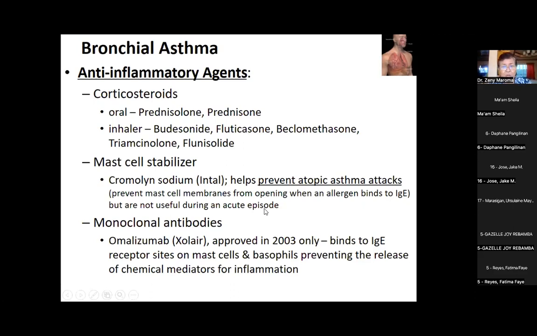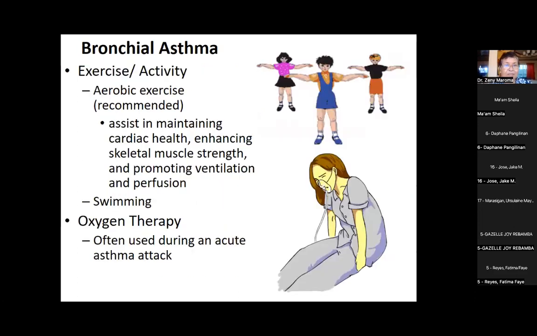Ibig sabihin, though it helps prevent acute asthmatic attack, pero during acute episode na nahihirapan siyang huminga, hindi ito ang ibibigay. Ang ibibigay ay yung direct bronchodilators, corticosteroid. Ito ay oral, iinumin niya for about 1 month period. Okay? Monoclonal antibodies like Xolair binds to IgE receptor sites on mast cells and basophils, preventing release of chemical mediators. So ito yung mga gamutan natin.